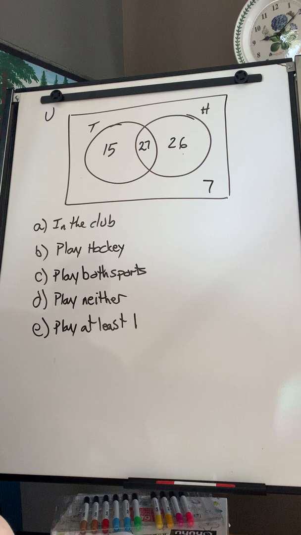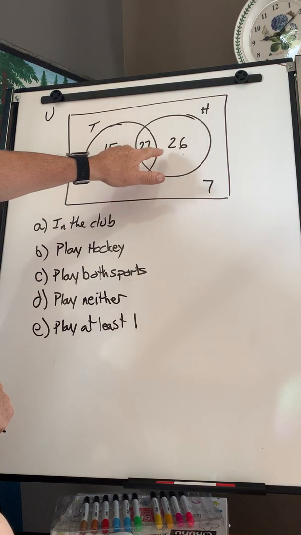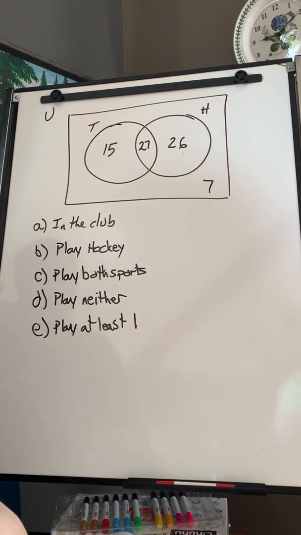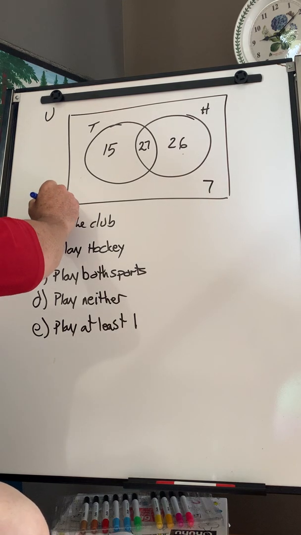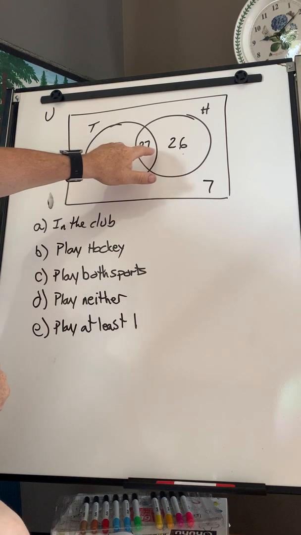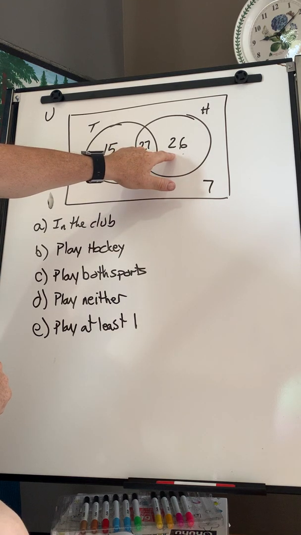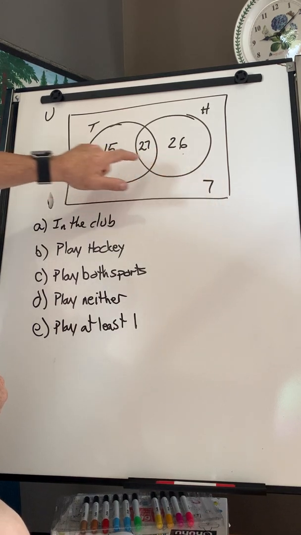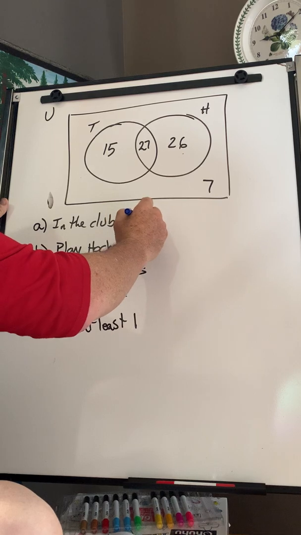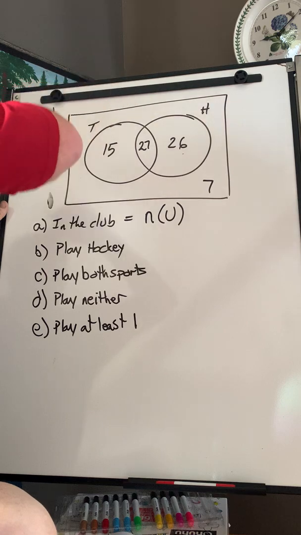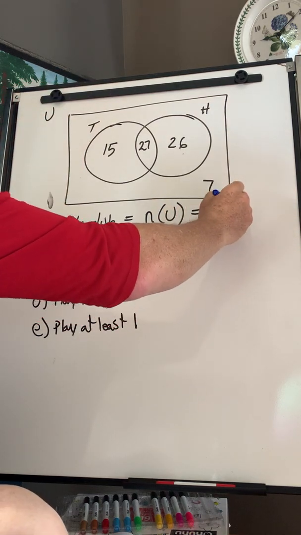Determine the number of people in the club. 15 plus 27 plus 26 plus 7. Oh, I did put the U up there. So we add those together. 27 and 26 is 53, 60, 75. So the number of people in the universal set, because the universal set represents the whole club, is 75.